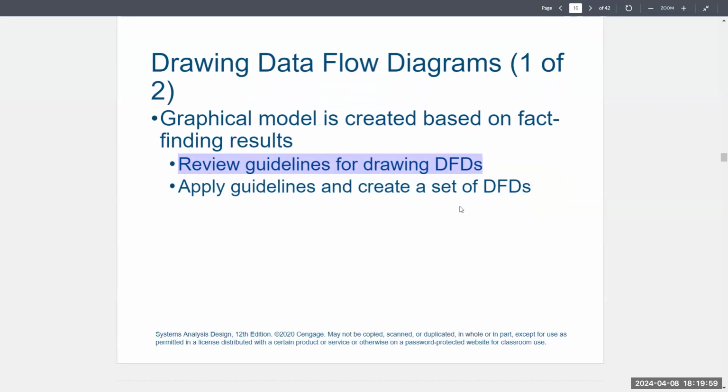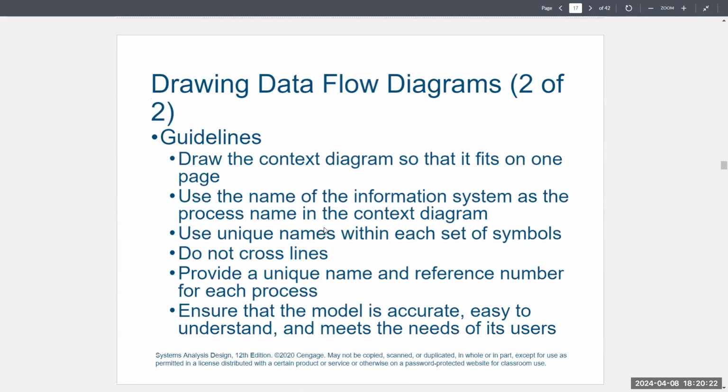So let's see here: drawing DFT, applying the guidelines, creating. So if you want to, you can try to create your own DFT practice so that all of those rules are firmly embedded in your mind, right? Let's see, what are the guidelines? Just kind of summarizing all of the different guidelines of the data flow diagram, right?